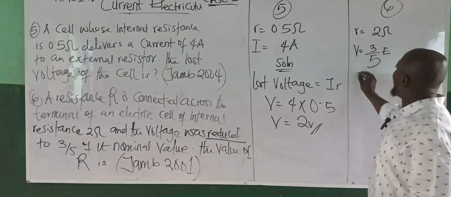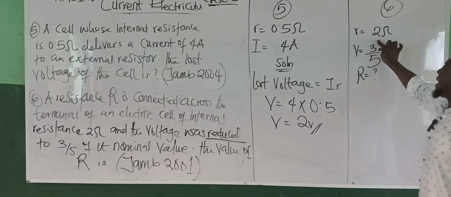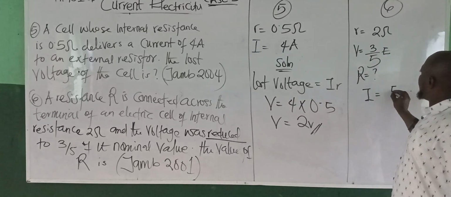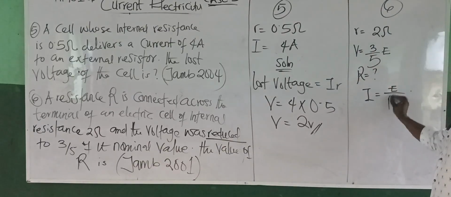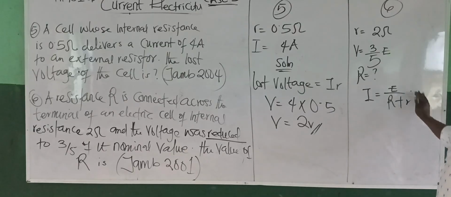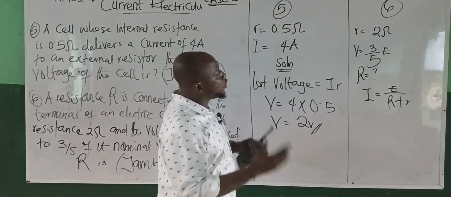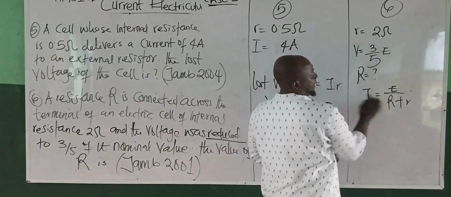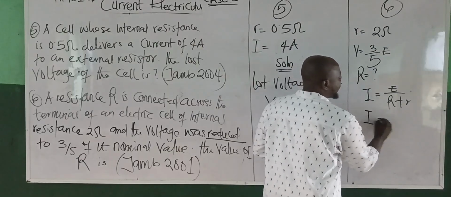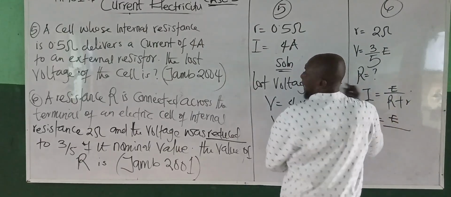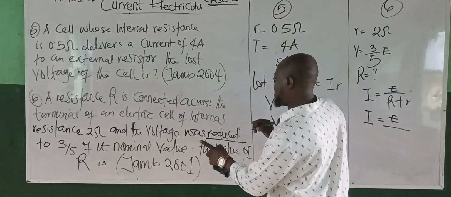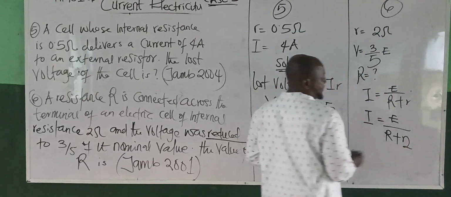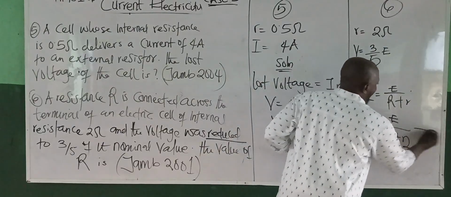Now we are asked to find the value of big R. We don't know big R. Since we are given this here, I can simply say that I is equal to E all over R plus 2, because the only place we have small r is in this case, and remember this one has been given here. So I can call this my equation 1.